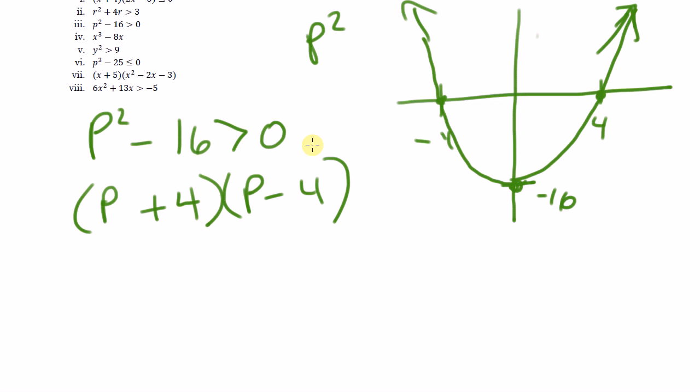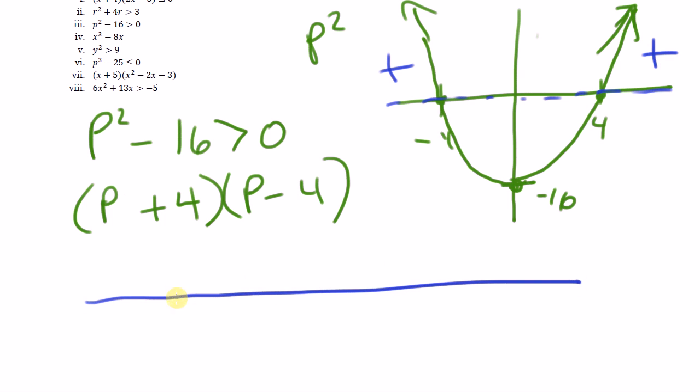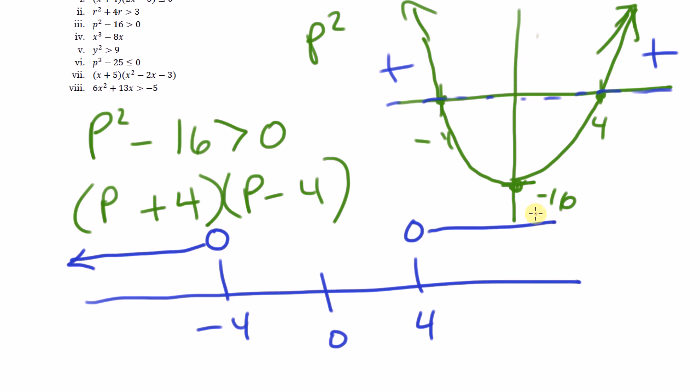Okay, so what's the question? When is it greater than 0? Well, it's greater than 0 everywhere that's above this line. So there and there. So we're going to graph a solution. We say, okay, this is negative 4, this is positive 4, that's 0. So it's not equal to, so we put holes there, and boom, this way, or we could do it like this.